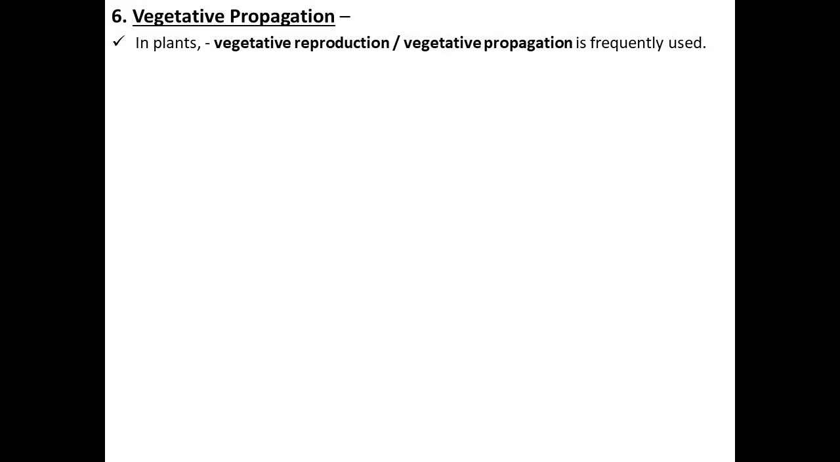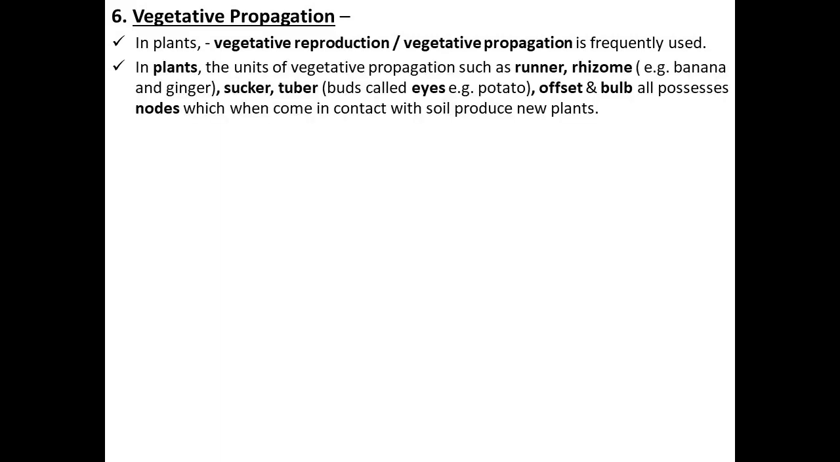In plants, asexual reproduction is better called vegetative propagation, because in it the vegetative part of the plant is used. The vegetative parts of the plant are root, stem and leaves. Examples are runner, rhizome, offset, bulb, sucker, tuber, etc. These structures have vegetative propagules. Vegetative propagules bear nodes, and when these nodes come in contact with the soil, they produce a new plant.